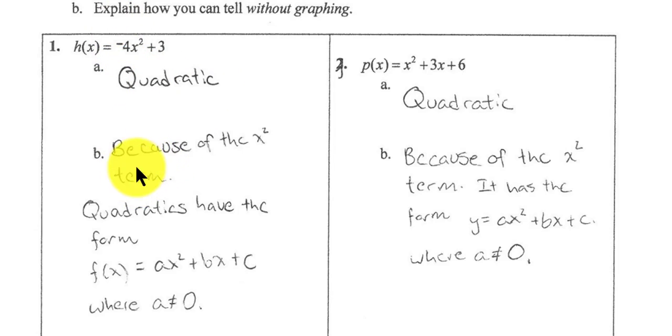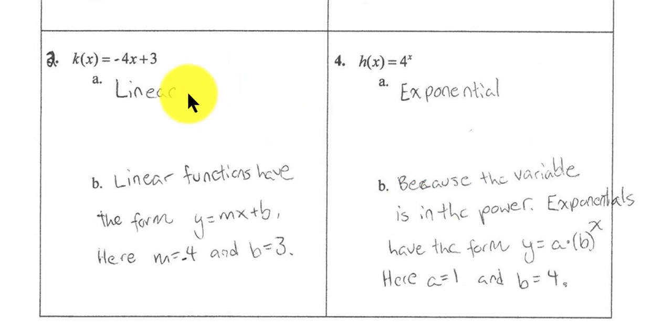So for my explanation, because of the x squared term, quadratics are of the form ax squared plus bx plus c, and the value for a could not be 0. The second one is also quadratic because of the x squared term. Now, when we look at number 2, this looks like y equals mx plus b. This is a linear function. Any function in the form of y equals mx plus b is linear.